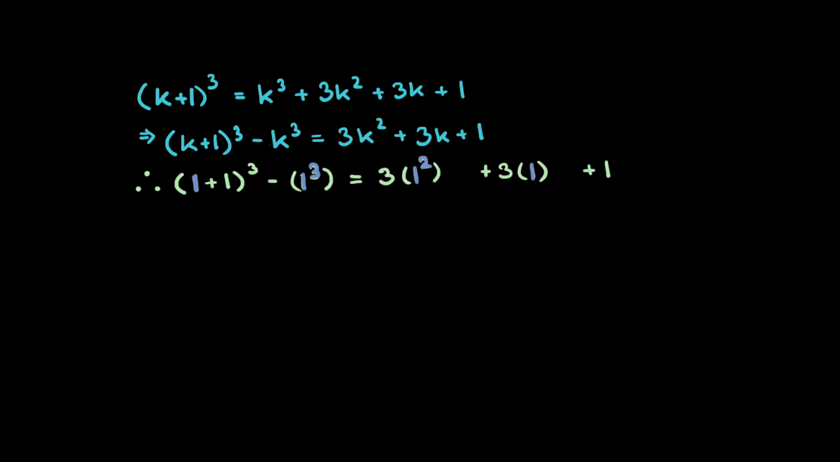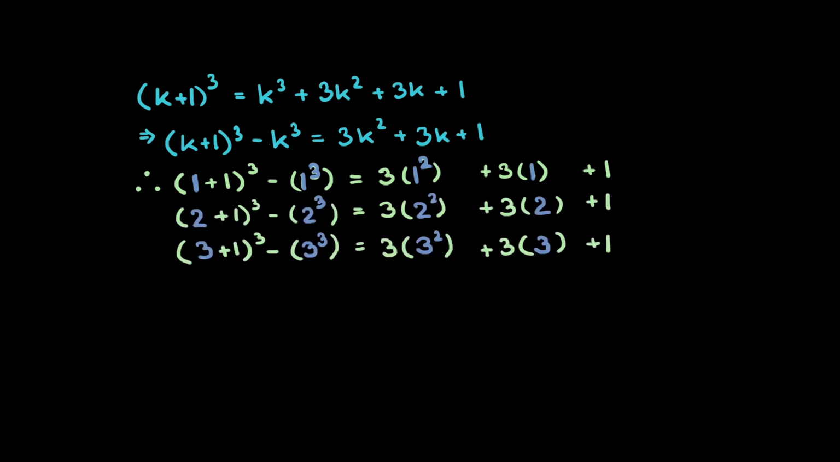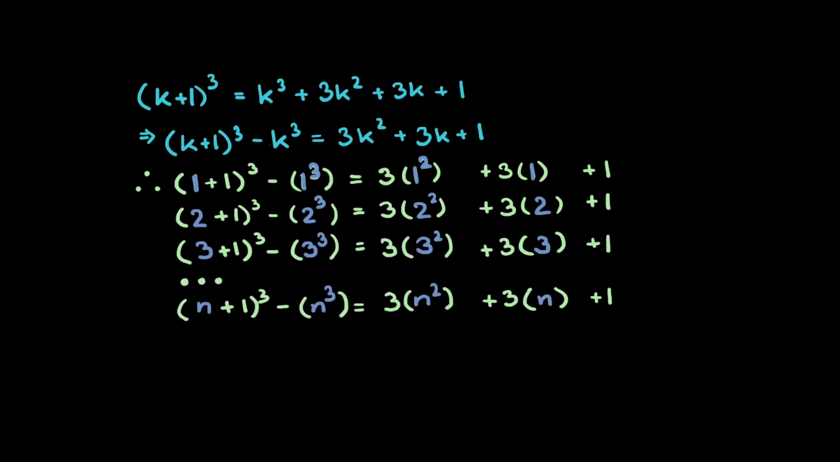We put in 1 first. We have 1 plus 1 whole cube minus 1 cube is equal to 3 multiplied by 1 square plus 3 multiplied by 1 plus 1. Now in the next lines we put in the values of 2 and 3 and we continue putting in the values up until n. Notice something interesting. If we add all of these lines of equations together, look at the left hand side.